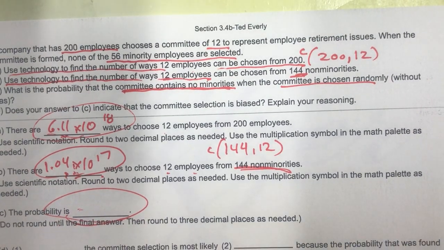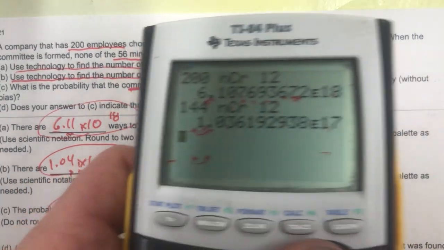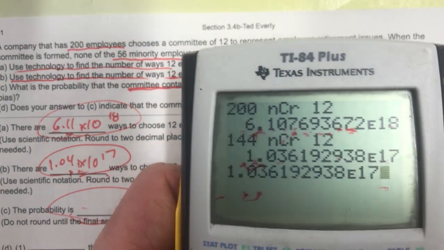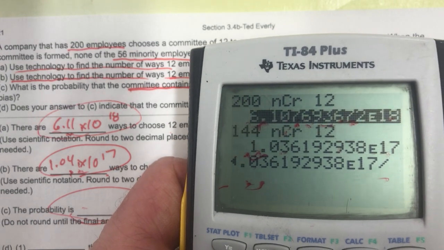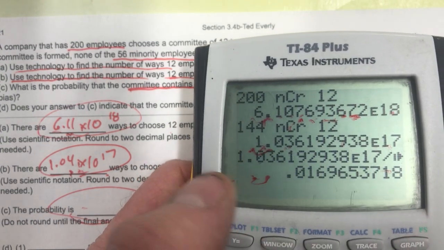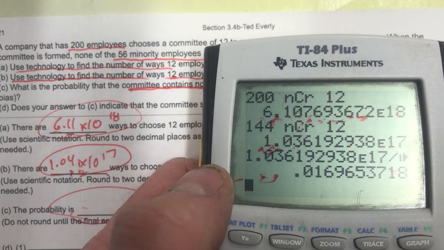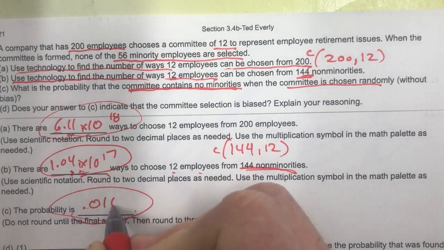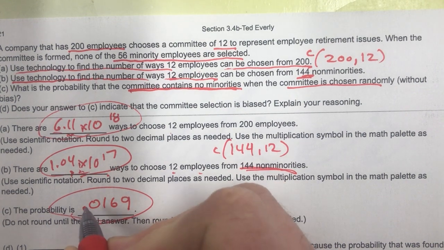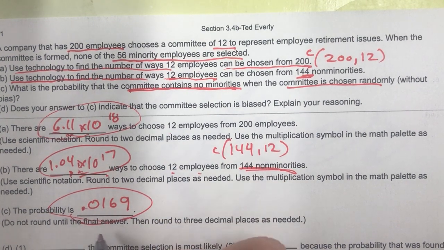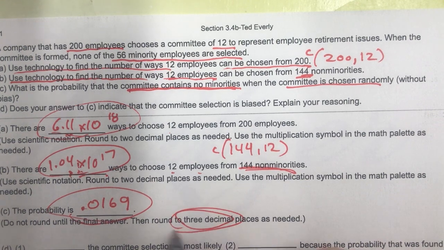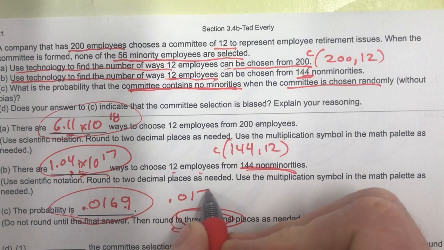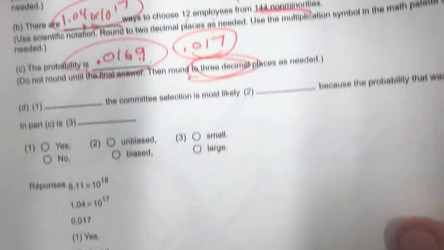I'm going to do that on this calculator here: this number divided by this number. And I get 0.0169. It says round to 3 places, so this 9 makes the 6 go up to a 7. 0.017. That's what it would be, and you see the answer right here.